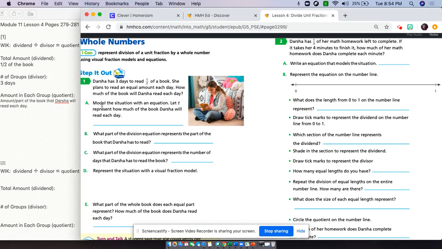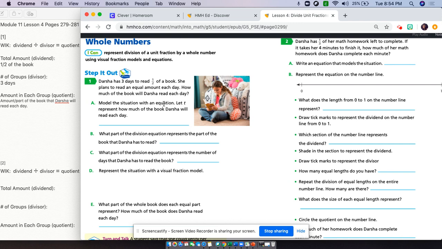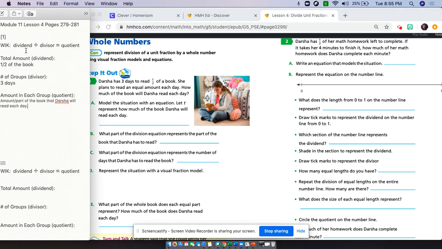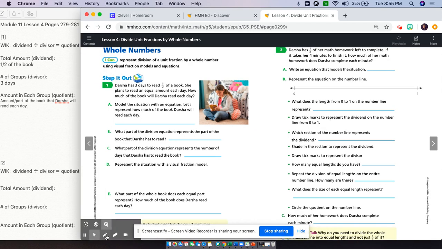We're going to start with part A. It wants me to model the situation with an equation. Let T represent how much of the book Darsha will read. So I'm going to go ahead and look at my equation for division. I have to start with my dividend divided by my divisor, which gives me my quotient. It wants me to represent my quotient with T. So I'm going to go ahead and annotate this.